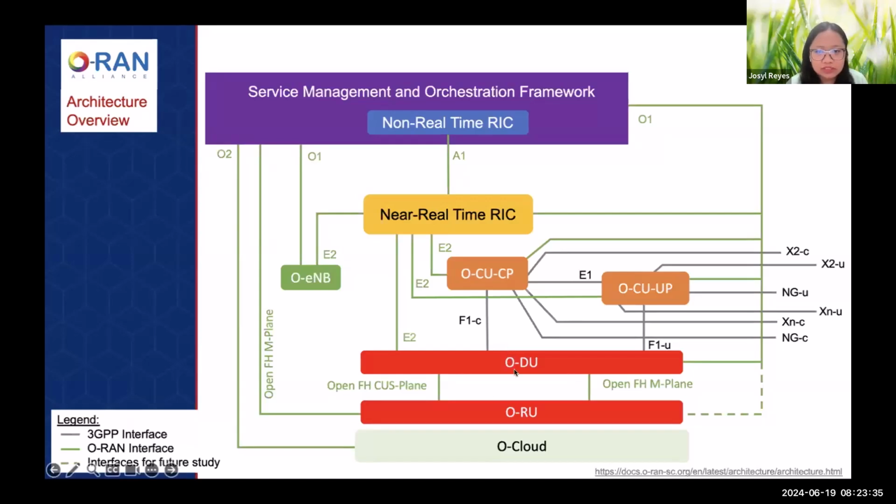The O as a prefix on the left defines that it is open. So it's O-RAN defined distributed unit, O-RAN radio unit, O-RAN centralized unit. In this architecture as well, we separated the control plane and the user plane, just to show that there are different interfaces interconnecting the different parts. So those are the three components.